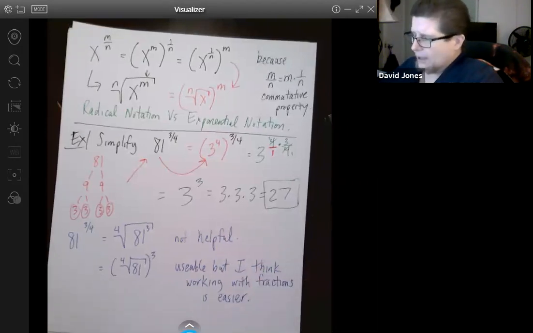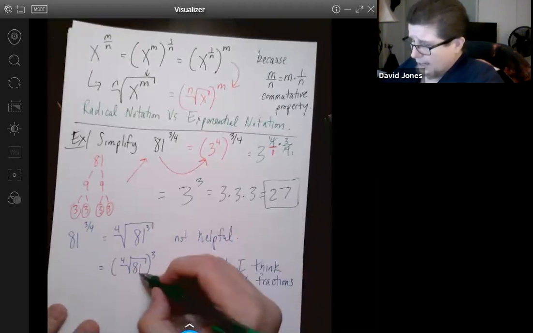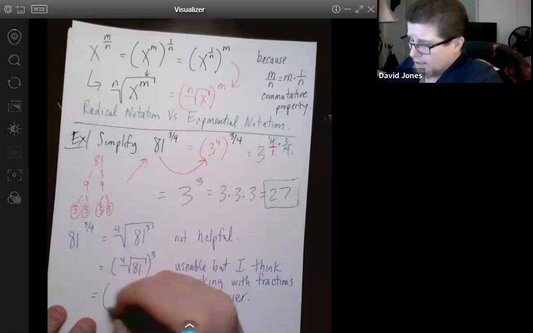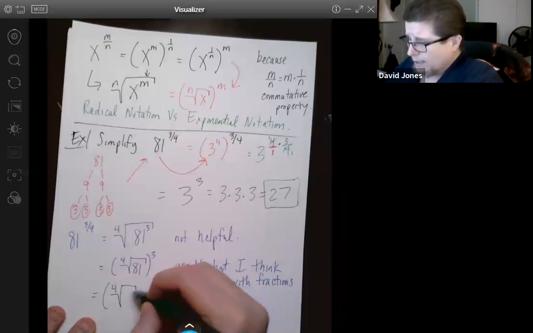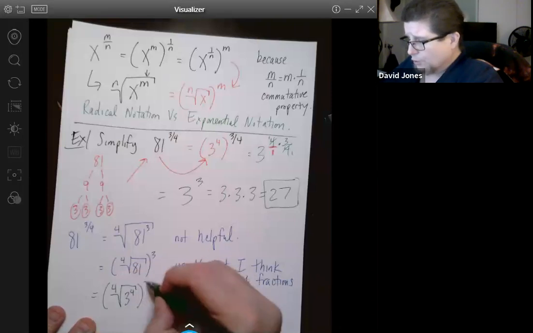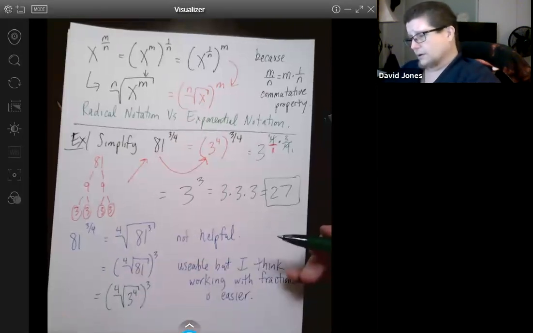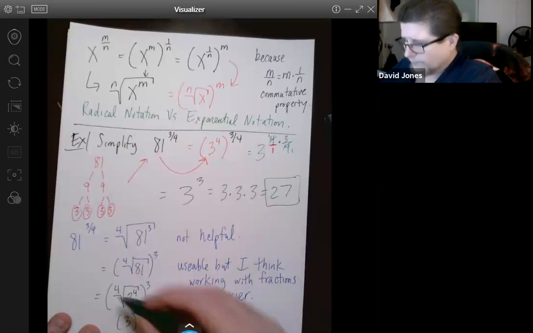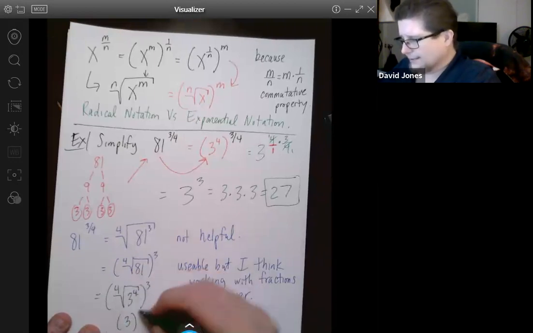What I would do here is try to write the 81 as a prime to a power. This is the fourth root of 3 to the 4th, cubed. Which is 3 cubed. The fourth root and the 4 cancel out.